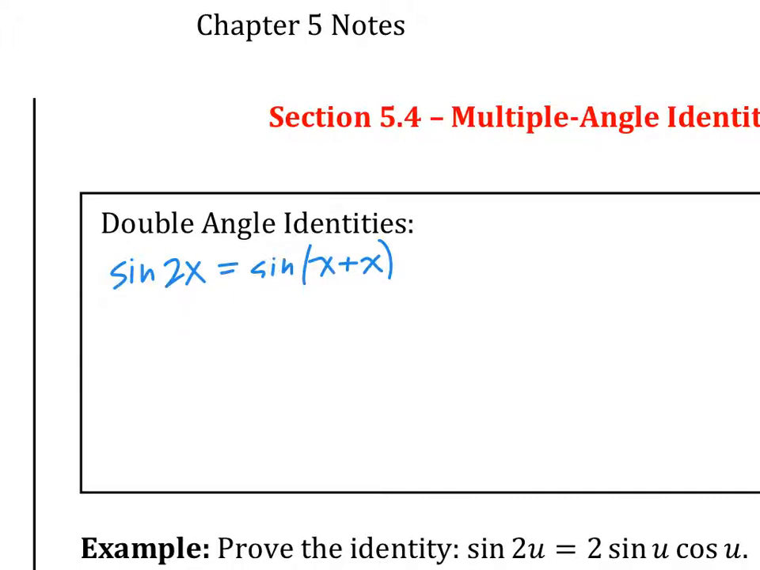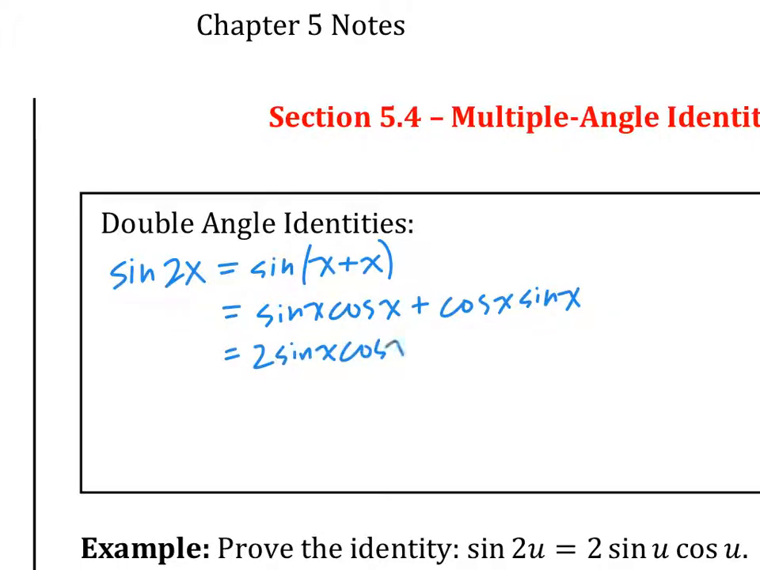Sine, cosine, cosine, sine. Okay, so this becomes sine cosine plus cosine sine. And they are all x's, so it's kind of easy to do. Now, can we simplify this further? Yes, so this becomes what? 2 sine cosine. Okay, and that is the identity. So this is what you need to memorize. Now, if you forget the identity, you can always start from the sum and difference formula.